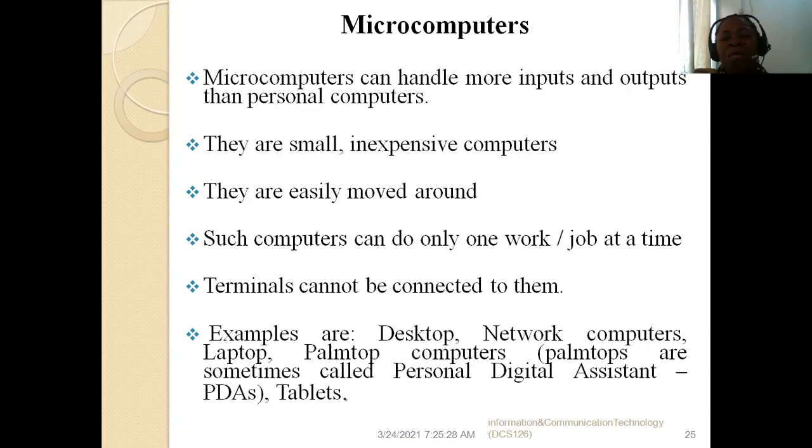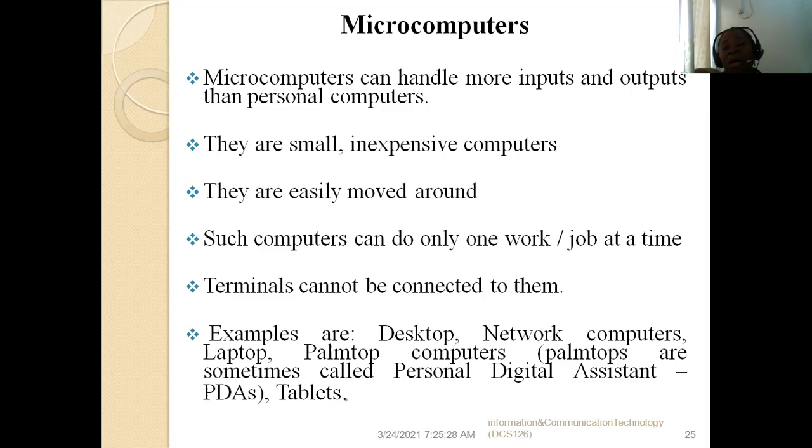Microcomputers are small, inexpensive computers. They are easily moved around. You can move your microcomputer around. They can do one work at a time. That is one limitation of microcomputers. They can handle one work at a time. Unlike the mini computer that has several terminals connected to it.